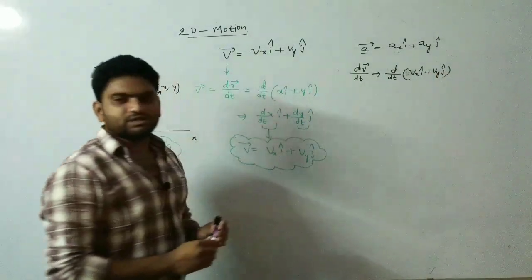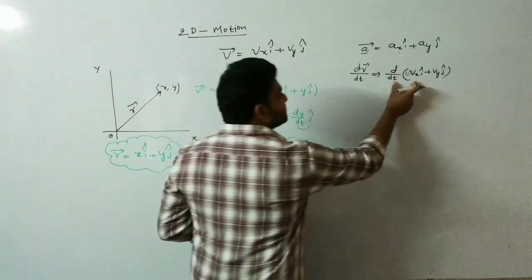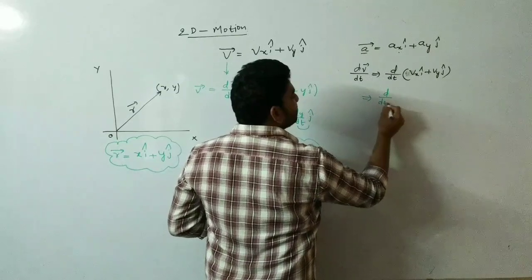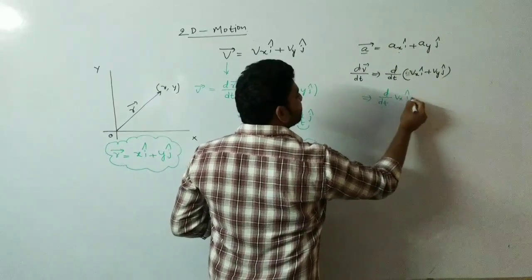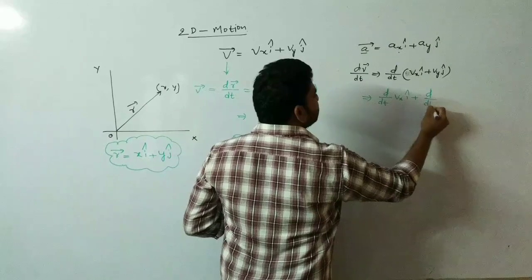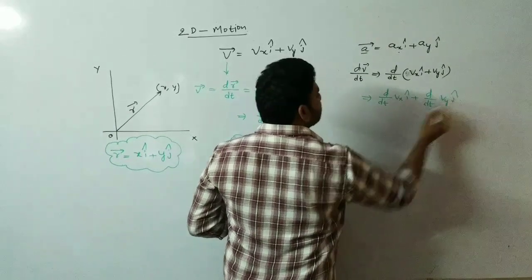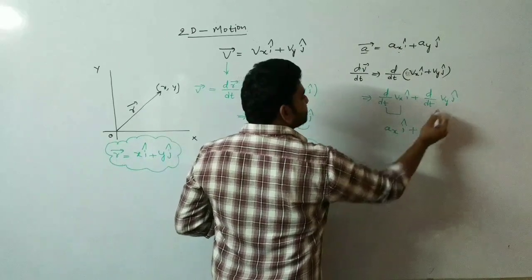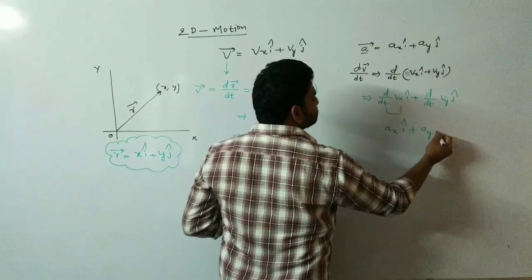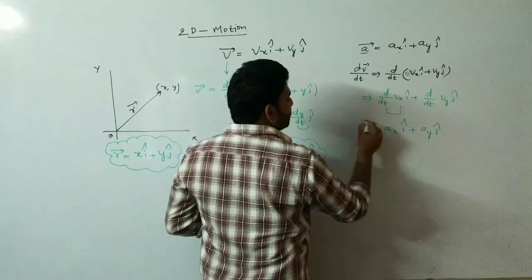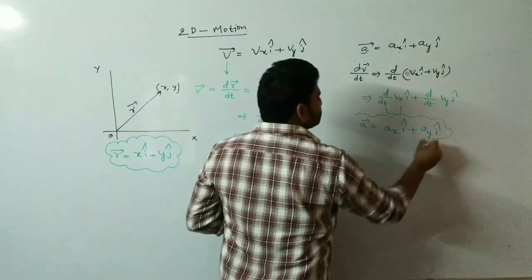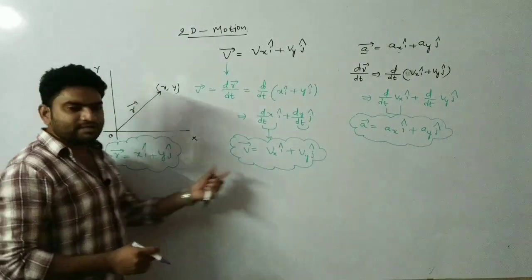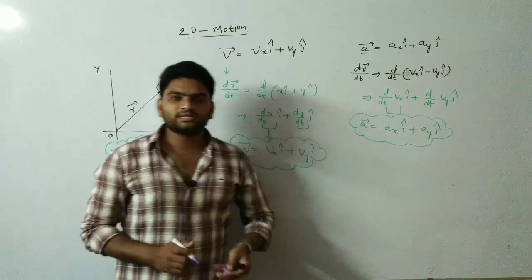So the derivative of velocity gives my acceleration. Further simplification, I am writing here d by dt of Vx into i cap plus d by dt of Vy into j cap. This gives my acceleration along the x-axis, and this gives my acceleration along the y-axis, along j cap, and this is my acceleration. So we found the position vector, the velocity vector, and the acceleration vector.